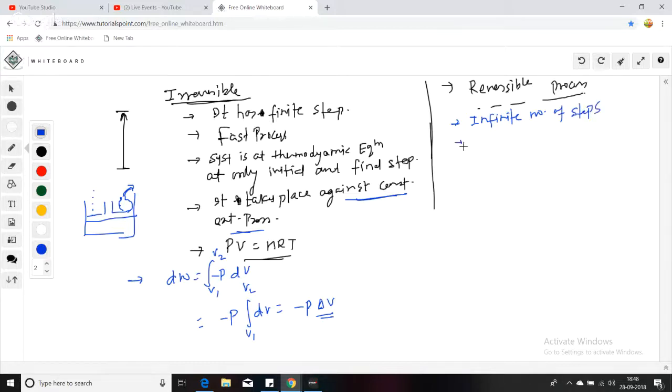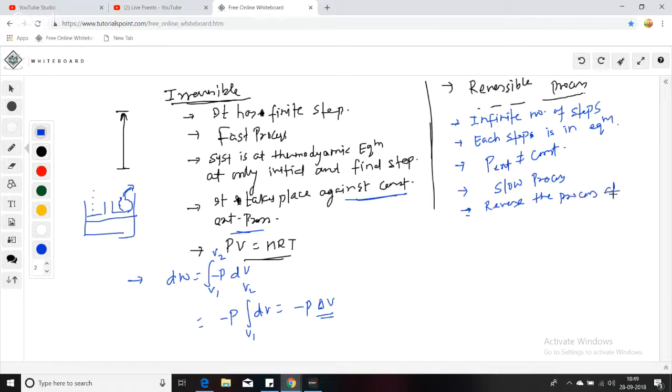Each step will be in thermodynamic equilibrium. Each step is in equilibrium, so here we can apply PV equals nRT at every step. The external pressure is not constant, and it is a very slow process. Suppose you remove one sand particle from here and the piston slightly goes up; again you put the same sand particle into the bag, the initial position is restored and the piston comes down. So we can reverse the process at any time, and the original position will be restored.